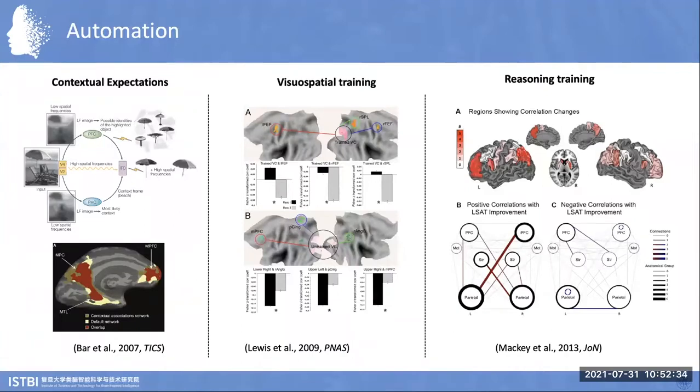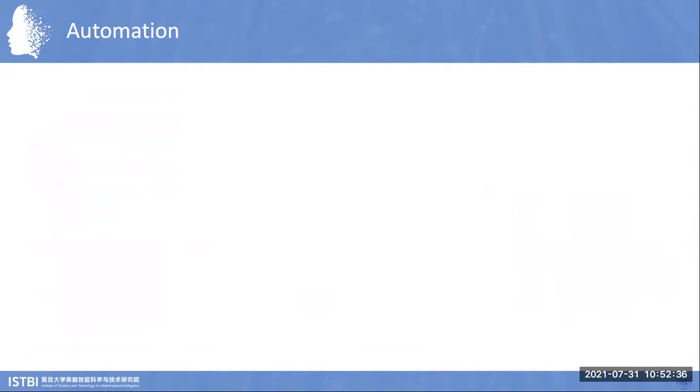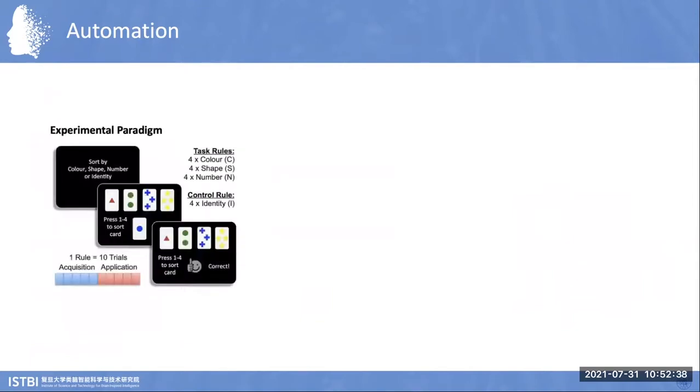So in order to test this a bit more closely, we actually utilized a cognitive flexibility task, which is called the Wisconsin card sorting task. Cognitive flexibility is a very commonly studied function within cognitive neuroscience, which relates to our ability to switch from a particular course of action to another course of action that better meets environmental demands.